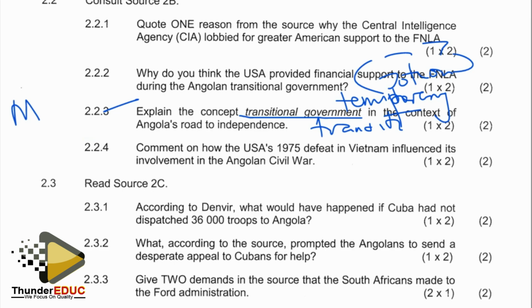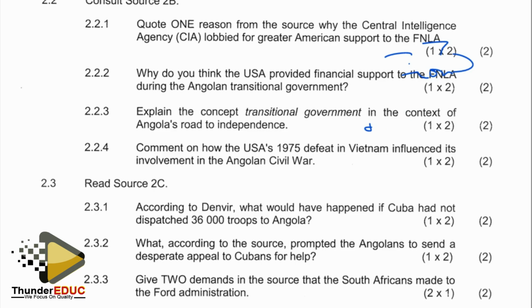We move to the next question, which is 2.24. Comment on how the USA's 1975 defeat in Vietnam influenced its involvement in Angola. I think you understand with your question number 4. It's an essay question, which is based on the war between America and the Viet Cong, where we saw America being humiliated by a small country of peasants. America, with its might, was defeated by a very small country, which is Vietnam. Why was America influenced by its defeat in Vietnam so that it got involved in Angola?